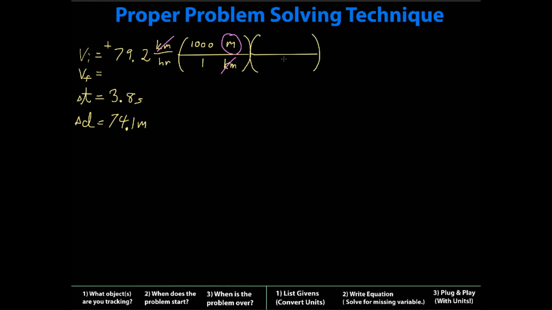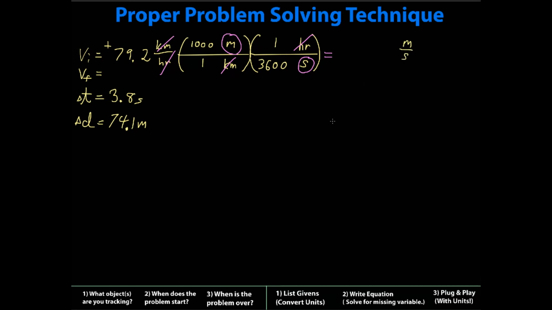My next link, I have hours on the bottom. I'm going to put hours on top. I want to go to seconds. 1 hour is equivalent to 3,600 seconds. I have hours on the bottom. On top, they cancel, which means I have seconds on the bottom, which is what I want because my goal is to get meters per second.